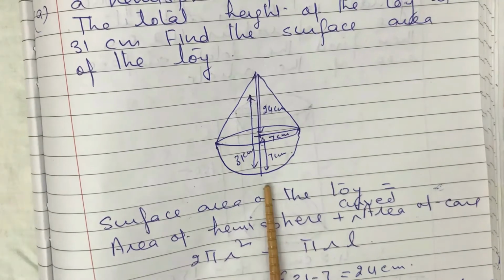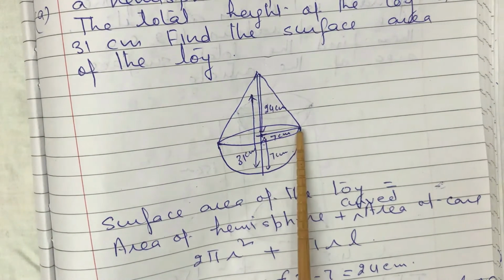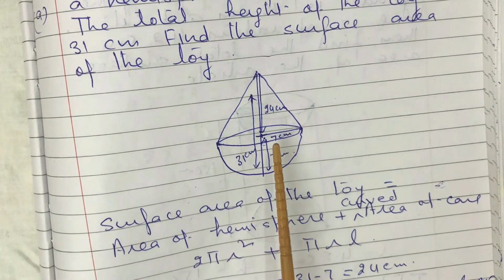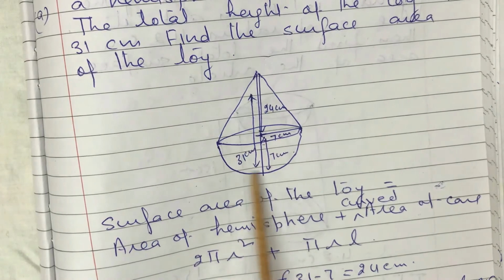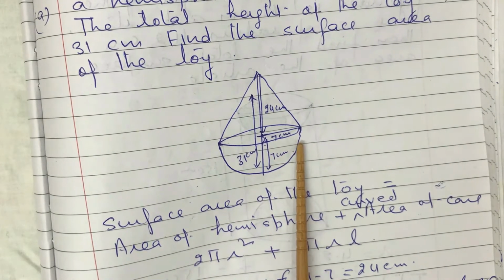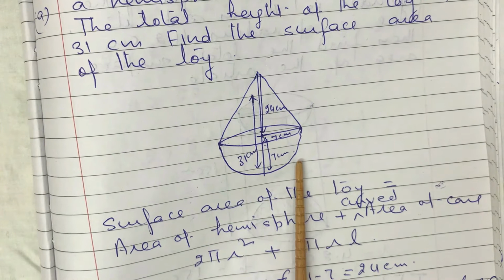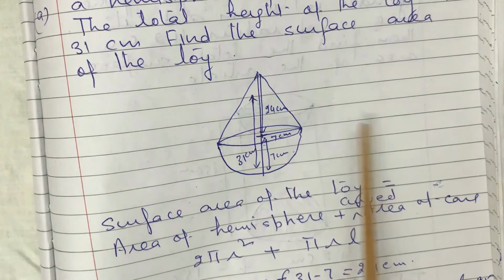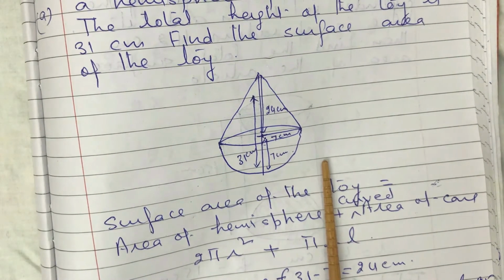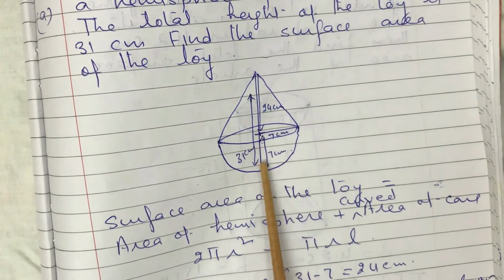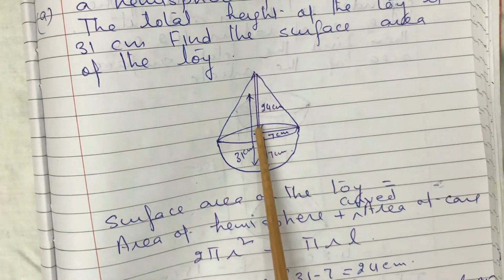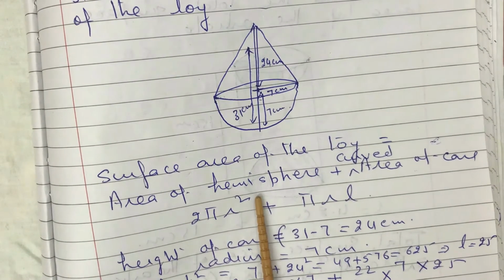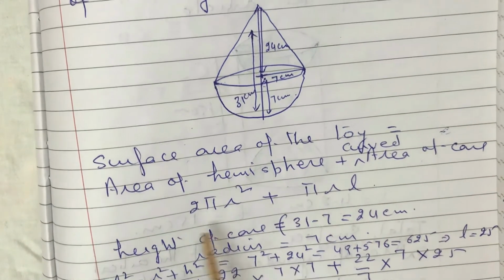Now this is a toy. This cone of radius 7 cm is mounted on this hemisphere of the same radius. It means the radius of this cone and the radius of this hemisphere is the same, which is 7 cm. I am to find the surface area of the toy. The total height here is 31 cm. If the total height is 31 cm and this is 7 cm, so the height of this cone is 24 cm. And surface area of the toy is area of the hemisphere plus curved surface area of the cone.